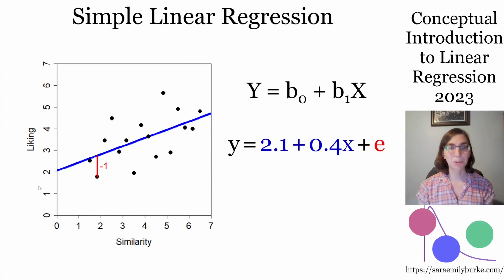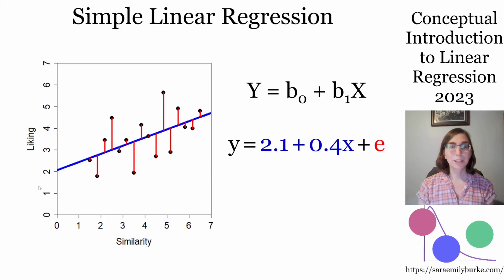Here's an example of a residual like that. This participant reported their liking somewhat lower than average for people who reported the same degree of similarity. This participant's residual is about -1. And this residual is positive 0.6. The true value for this participant is above the regression line, so their residual is positive.